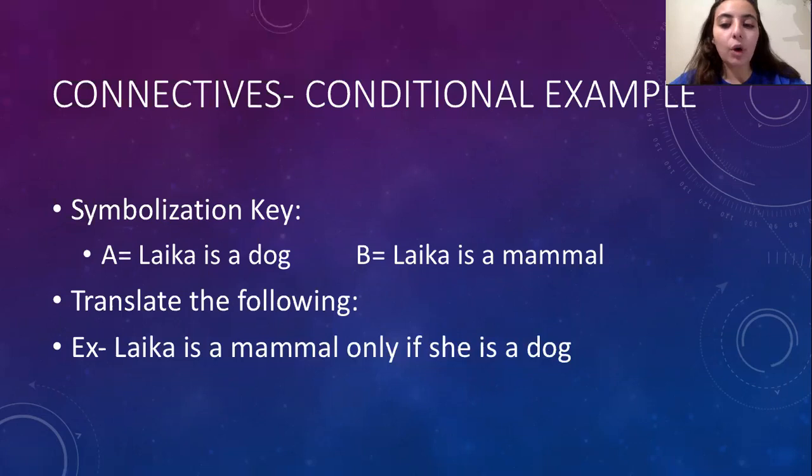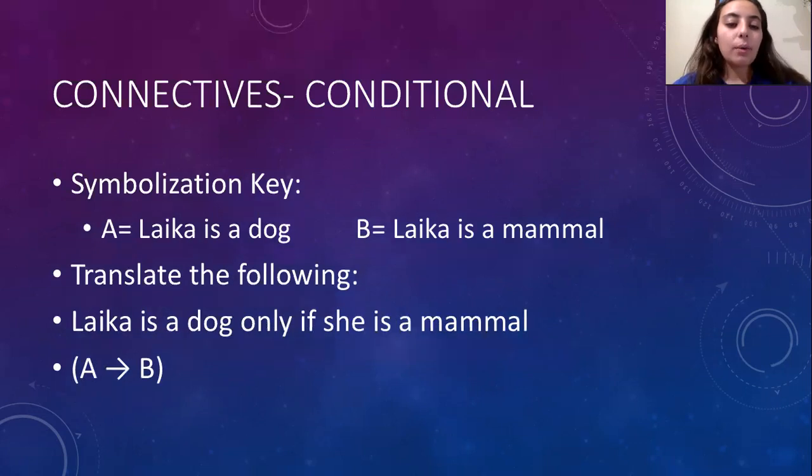Pretty simple. Okay, well, what about this example? Laika is a mammal only if she is a dog. Okay, well, we have to take a closer look now. So we have Laika is a mammal, B, right? And then she is a dog, that's A. And then we said the only if doesn't change the order, and we just take it as is. So it'll be B, arrow, A. Okay? So pretty simple.